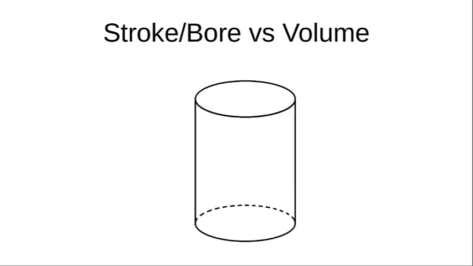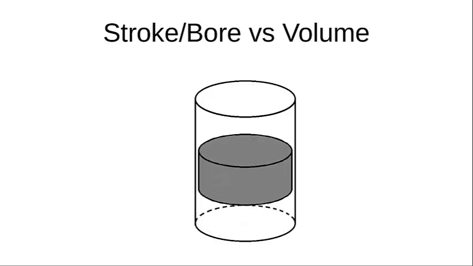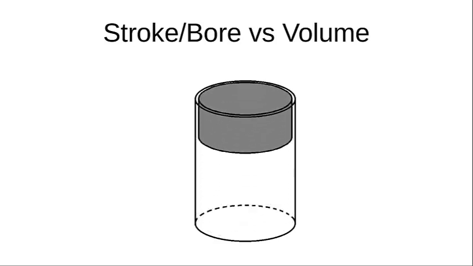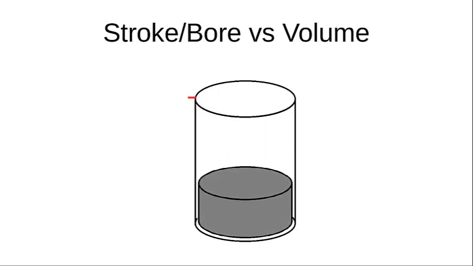So here we have a cylinder, and here we have a piston, right? As you know, the piston goes up and down. The highest point that it can travel is called the top dead center. Here we draw a little line, and then the piston goes down. That's the farthest down that the piston goes, and we refer to that as bottom dead center.